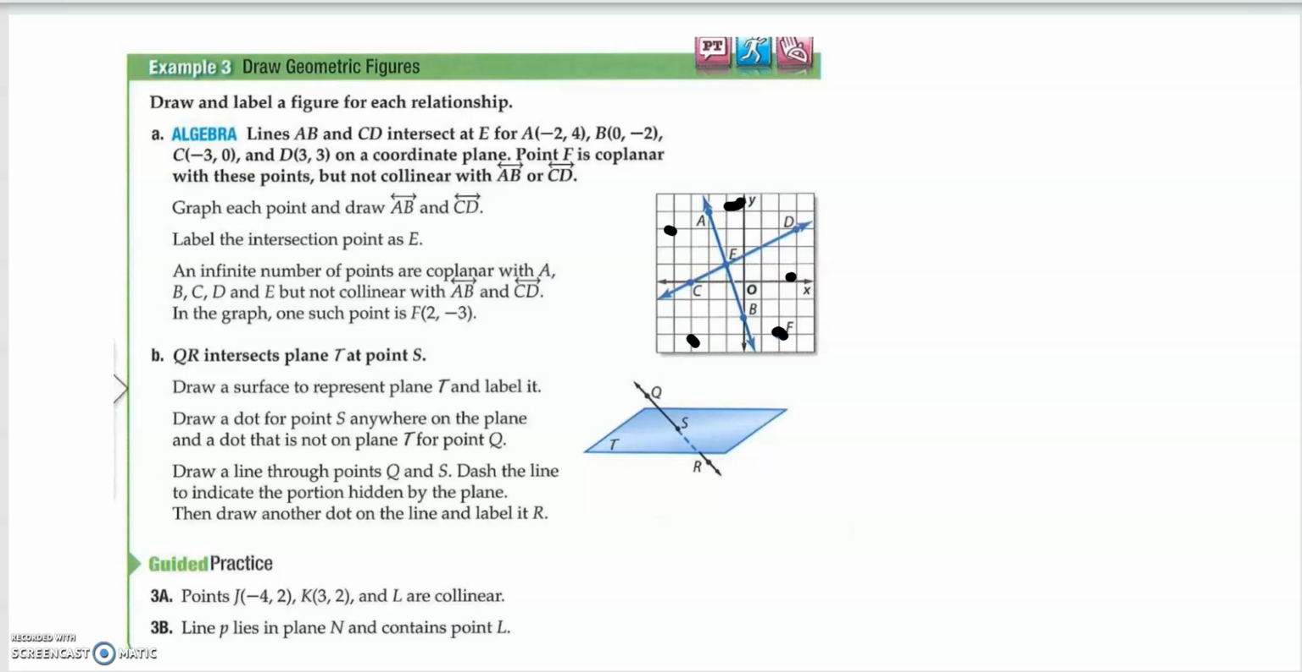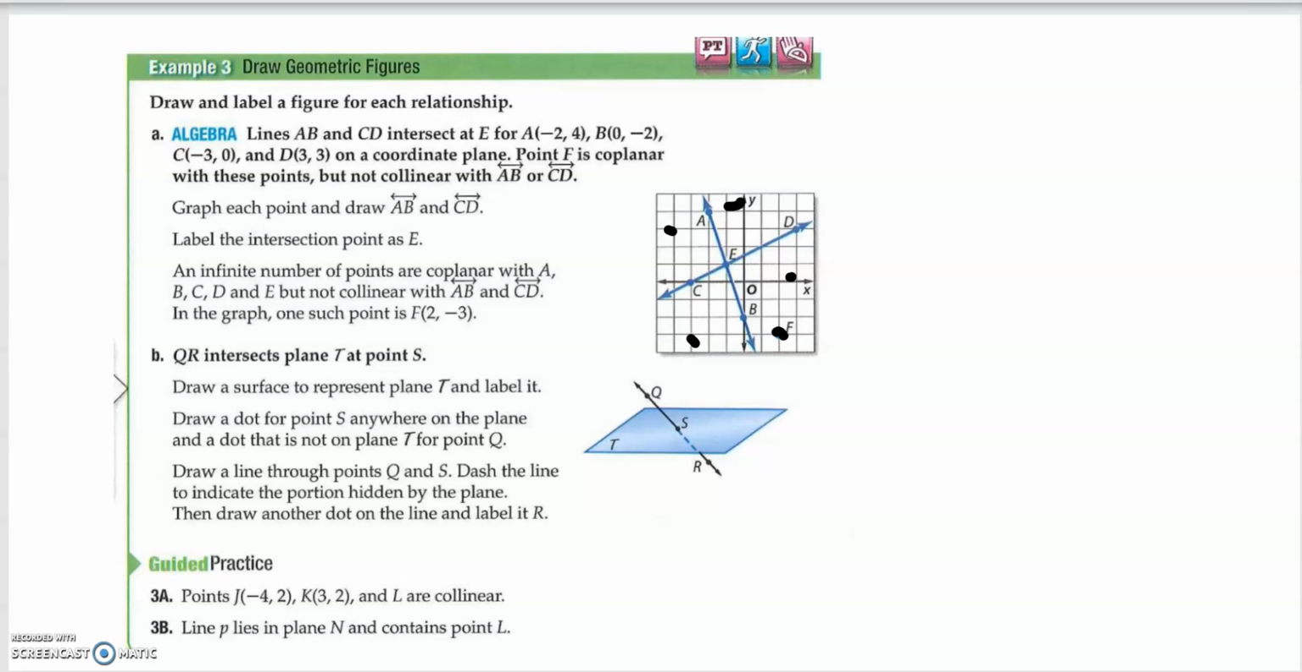Part B, line QR intersects plane T at point S. And there they drew that, right? Cool. You can see how line QR intersects plane T at point S. When a line intersects a plane, it kind of goes through it like an arrow, going right through that thing at a point, and that point is called S.